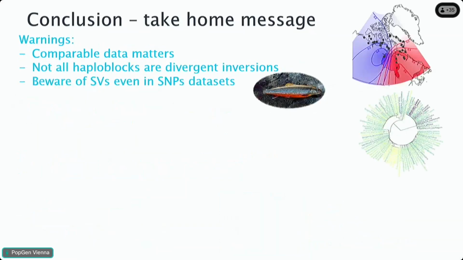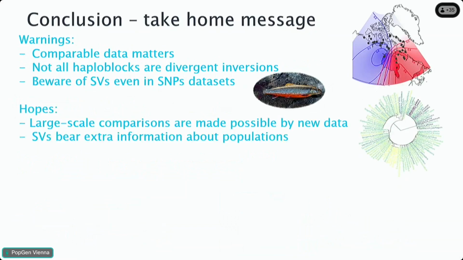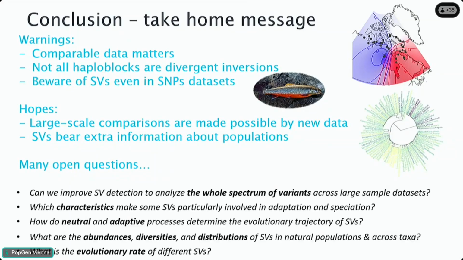And I hope you keep in mind some warnings about comparable data mattering for structural variants, that as soon as you find a haploblock, it's not necessarily an inversion, and even in SNP datasets, we should be careful because of structural variants. And I think with this, we are opening a Pandora's box looking at all these variants. Will we find the same information as regular mutations or different things? I don't know yet, but we know that some structural variants bear extra information, and now we can do large-scale comparisons and we can address many open questions.